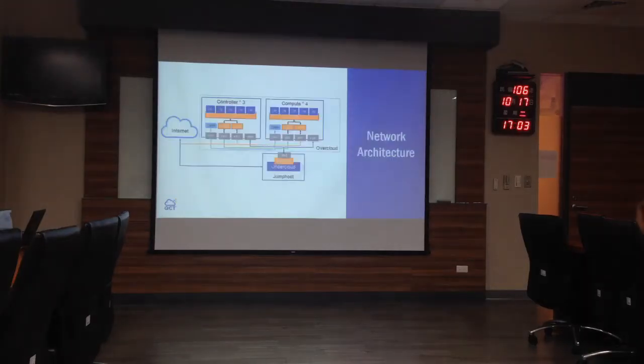So these are mainly diagrams of how we test it. In the 9 nodes, we use one of them for the jump host and 3 for controllers definitely, and the rest we use for the compute nodes. And this shows the detailed network configuration we used inside.